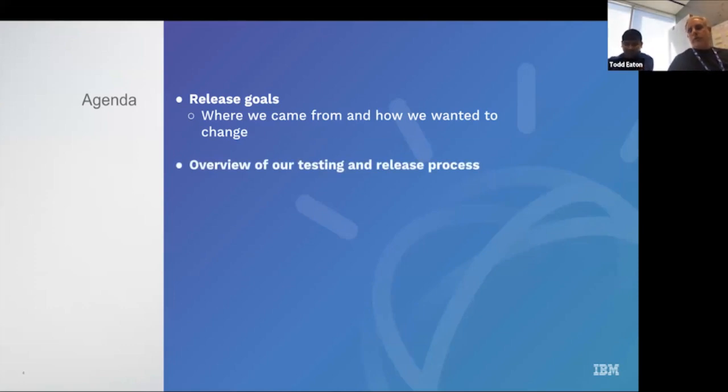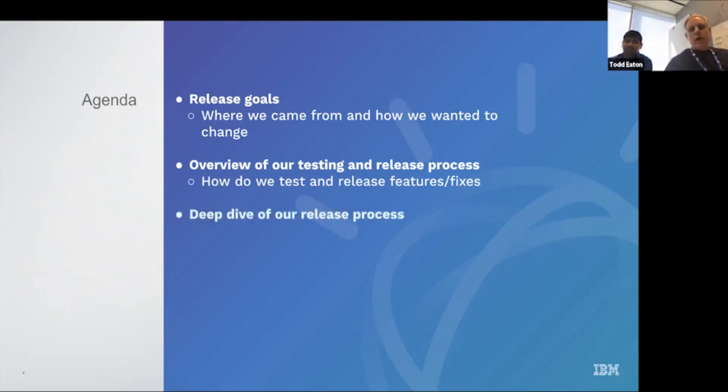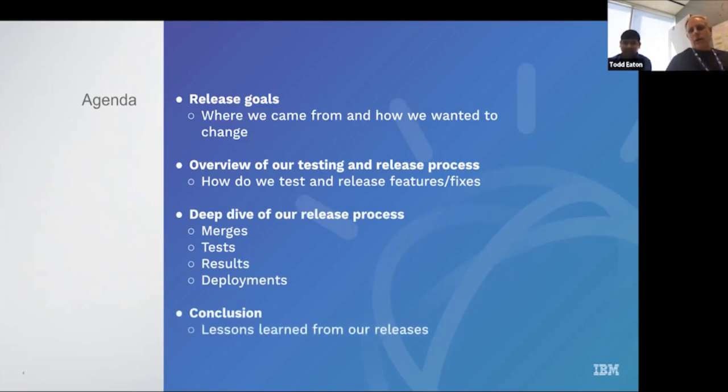We're going to go over an overview of our testing and release process. How do we test? How do we release any features and functions, things like that. A lot of that may be familiar to you if you're an Agile shop. Then we're going to take a deep dive into our release process. We're going to talk about our merges. We'll talk about testing and how we do our tests. We'll talk about results and what we do with the results. And then we'll talk about deployments. And then lastly, we'll talk about conclusions and the things that we learned from our release process as we went through this journey.